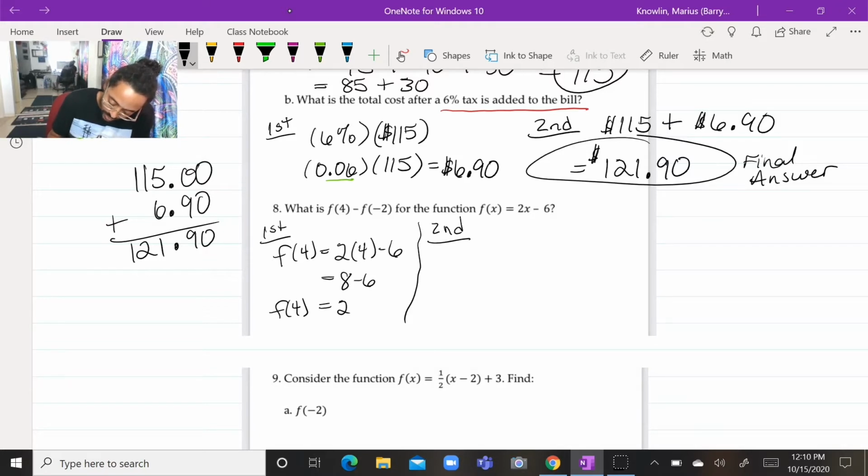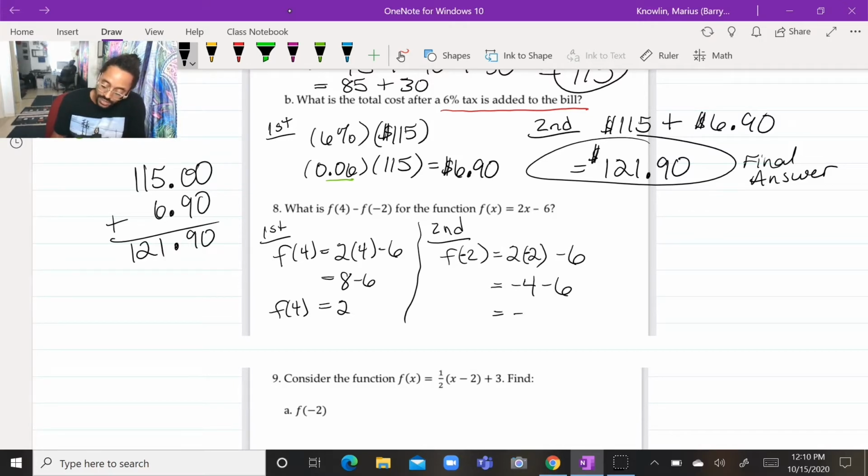Second, we need to figure out f of 2. F of 2 equals 2 times 2. Oh, excuse me. F of negative 2. I've been saying positive 2. That's f of negative 2. Let me get that right. So f of negative 2 is equal to 2 times negative 2 minus 6. 2 times negative 2 is negative 4. Negative 4 minus 6 equals negative 10. So f of negative 2 equals negative 10.